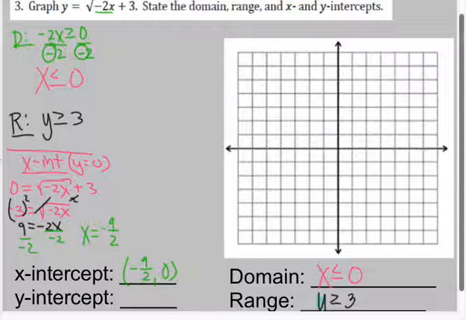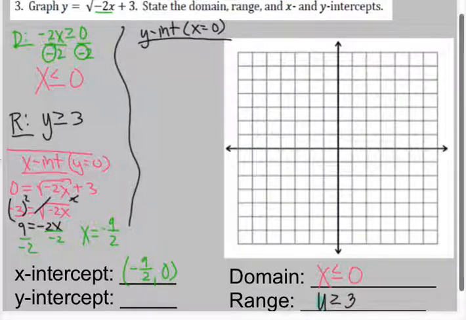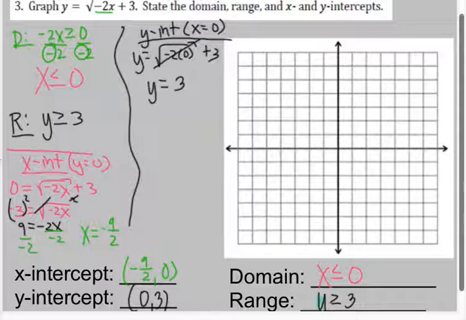My y-intercept, that's when I let x be 0. So I plug 0 in for x, so I would have y is equal to the square root of -2 times 0 plus 3. -2 times 0 is 0, so y equals 3. So it was x was 0 and y was 3. Okay, so I can use this information to go ahead and graph my function.